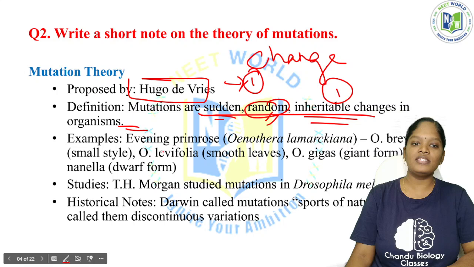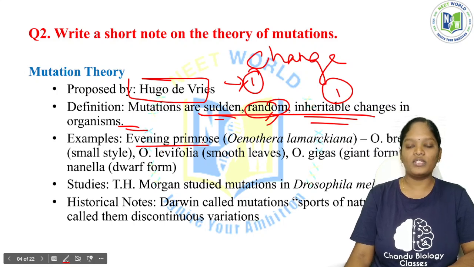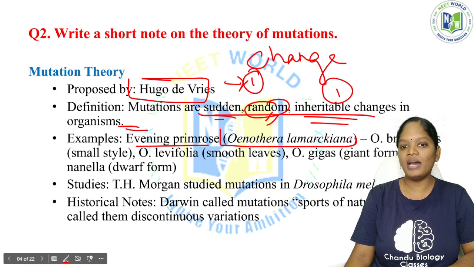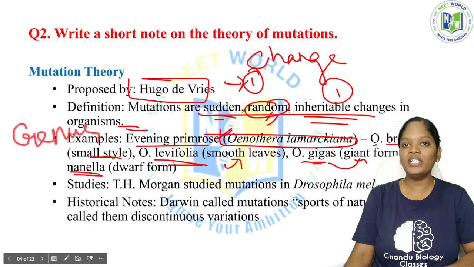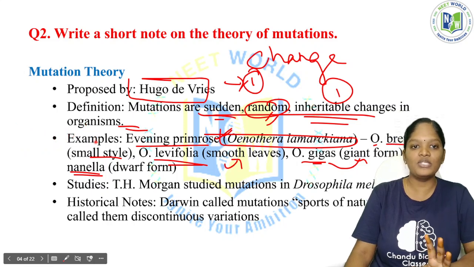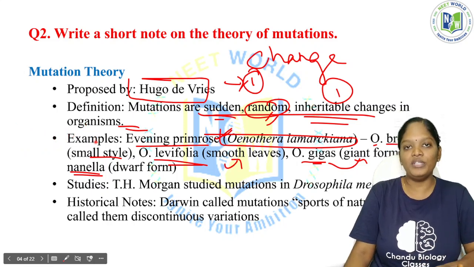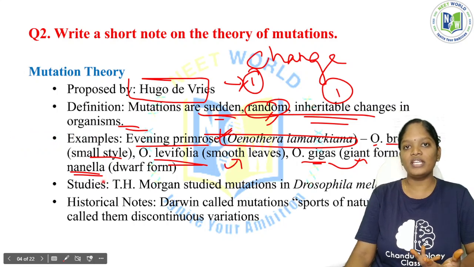Now, for example, the evening primrose, Oenothera lamarckiana. This is a plant, and Oenothera brevistylis has a small style, and Oenothera laevifolia has smooth leaves, and gigas is a giant form, and nanella is a dwarf form. All these belong to the same genus, but they are different species under the same genus. All of these arose because of mutation. So who studies about this mutation?